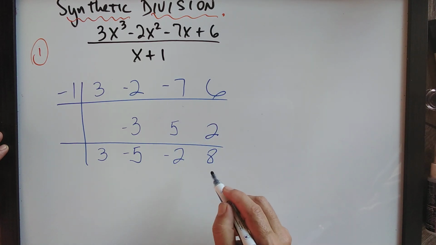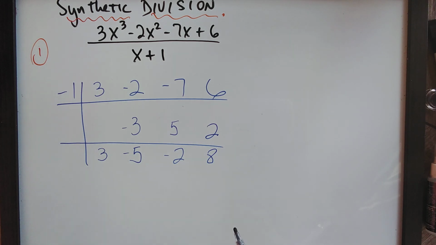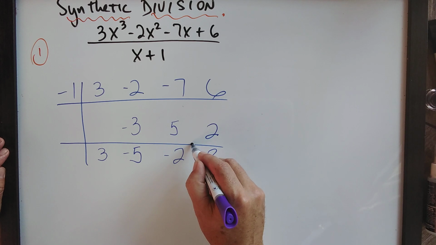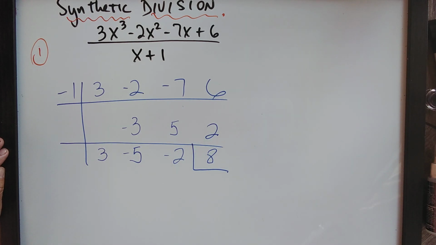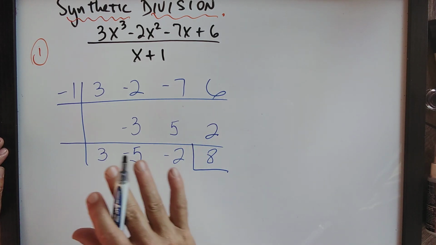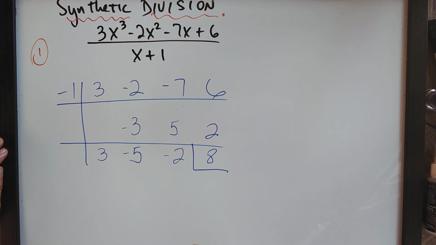Okay, the last number will always be your remainder. Okay, so that 8 is gonna be the remainder. Now, how do you write this down as an answer? Okay, how do you do that? Okay, this is how it's done.